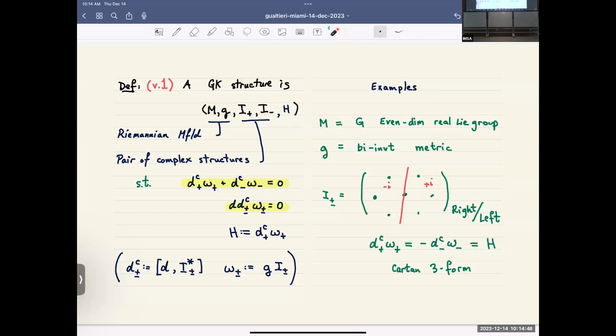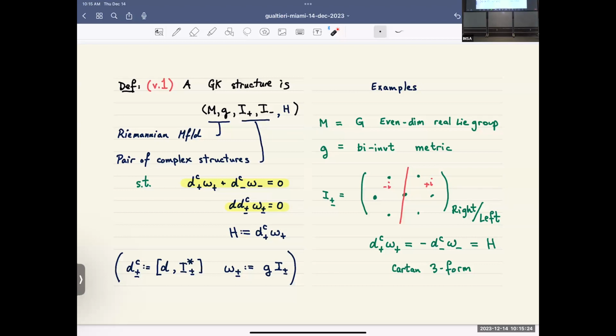An example. Here's a huge class of examples. Take any even dimensional real Lie group with a bi-invariant Riemannian metric. So for example, the simplest one would be SU2 cross U1. I could take SU3. Okay, this one is 4-dimensional and this one is 8-dimensional, beloved by physicists. And these are of this type. They both have bi-invariant metrics.